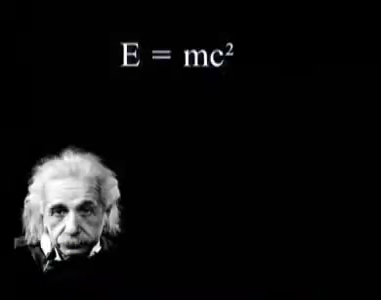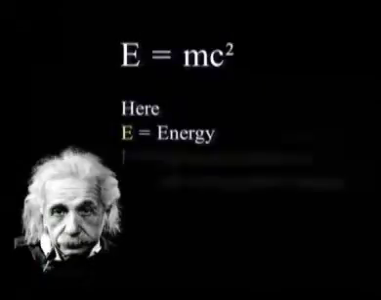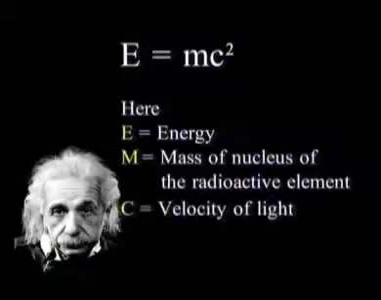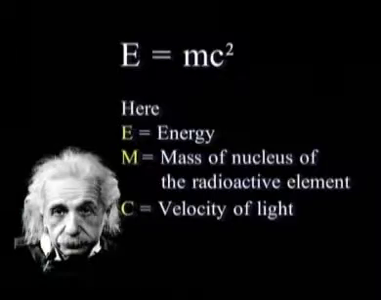Radioactive elements emit such radiations which have deep penetration power due to nuclear fissions. These elements produce tremendous energy as per the following equation proposed by Albert Einstein: E = mc². Here E is energy, m is mass of nucleus of the radioactive element, c is velocity of light.